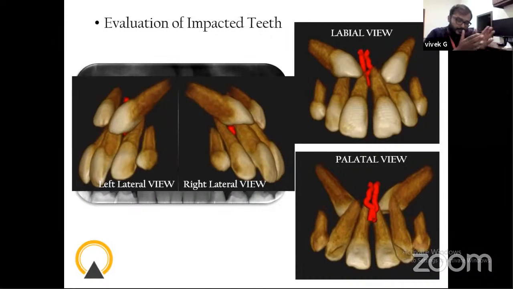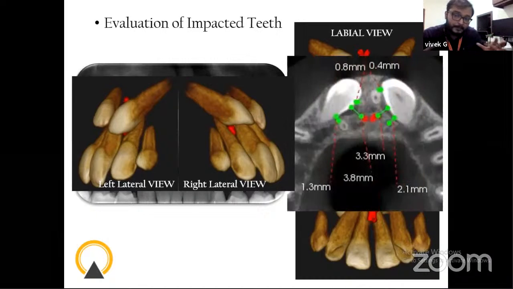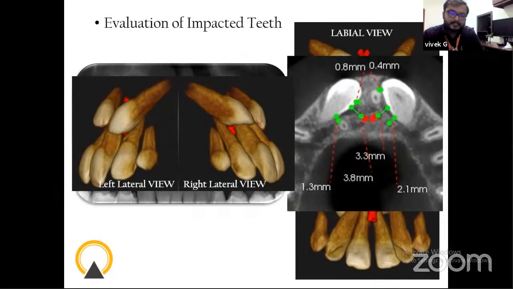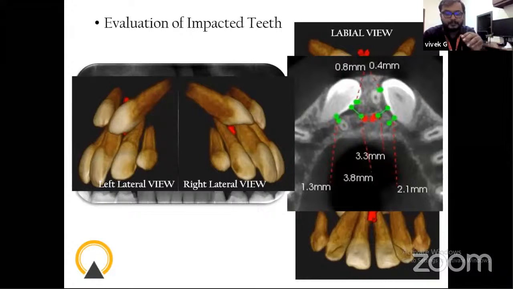You get all the two-dimensional images as well as something more when you use a three-dimensional image. You get how it is close to the nasopalatine canal, and how it is away from the root of the tooth. All this can be obtained. The relationship with the adjacent structures, all this can be obtained with the help of CBCT.